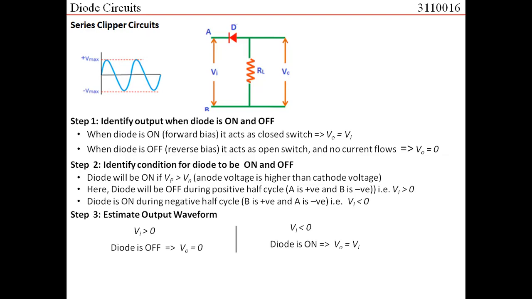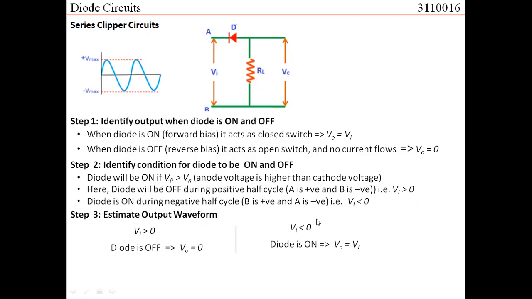So what do we identify here? If input voltage is greater than 0, that is the positive half cycle, the diode is off. And if the diode is off, what is the output voltage? The output voltage is 0. So for input greater than 0, output would be 0.